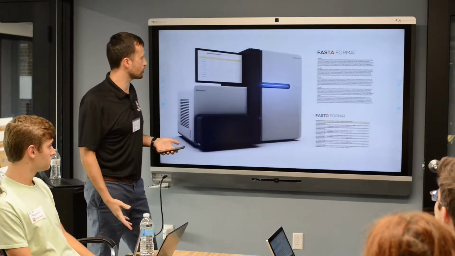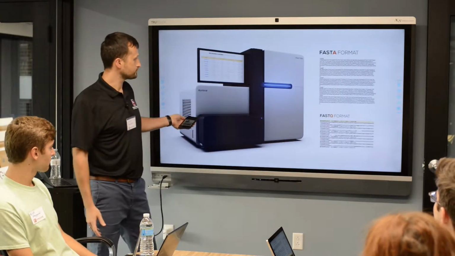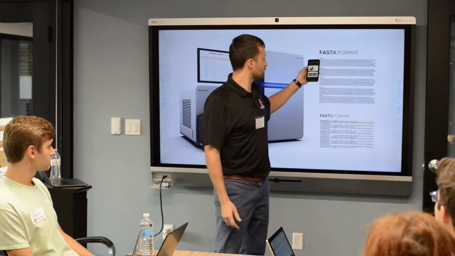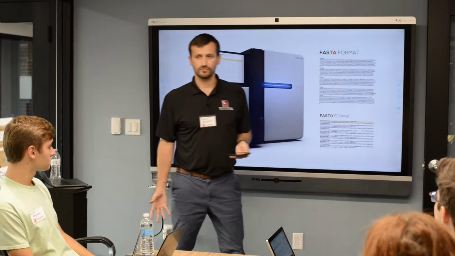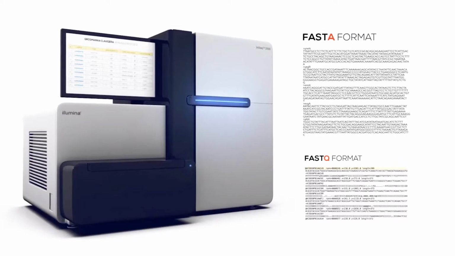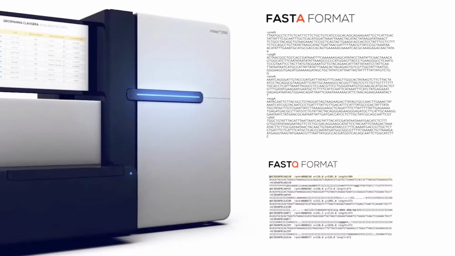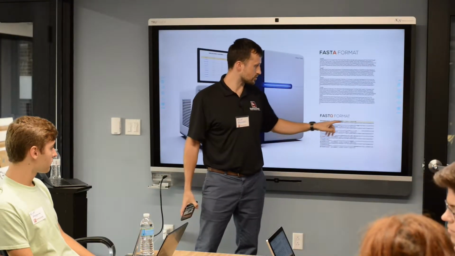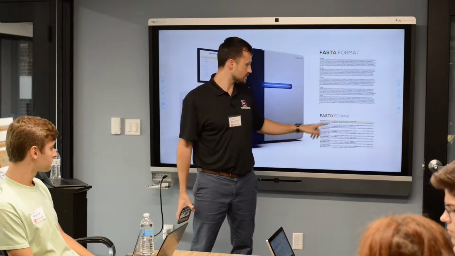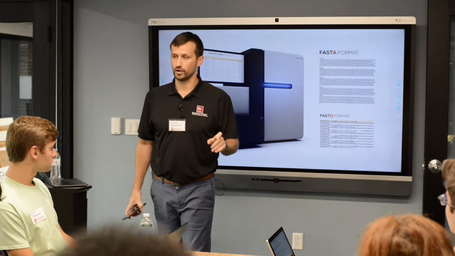Now, what does this data look like? This is a sequencer, and it produces something that looks like this. There are two formats, FASTA and FASTQ, and they produce these sequences of letters. The sequences of letters could be in longer portions or in shorter portions right here. Right here you can see these are reads that have both the sequence and the quality of that read.